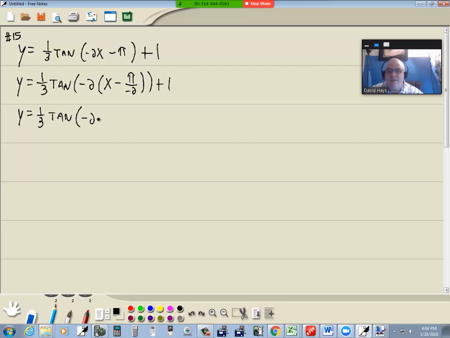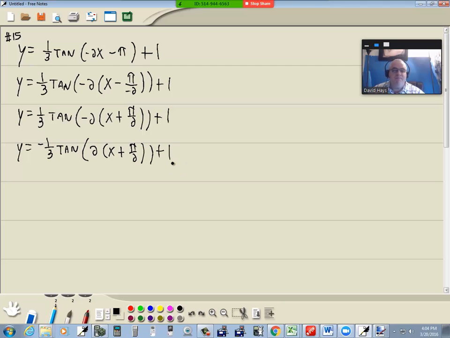Which is going to give us -2 there, and a negative becomes positive. So we got x plus pi over 2, and then plus 1. Now that negative you see right there, we can take that and put it out in front because it's an odd function. So that gives us -1/3 tangent 2 times x plus pi over 2 plus 1.